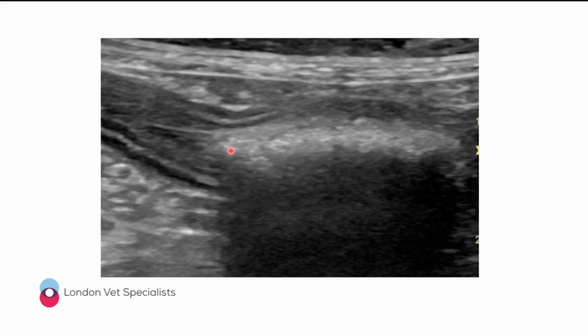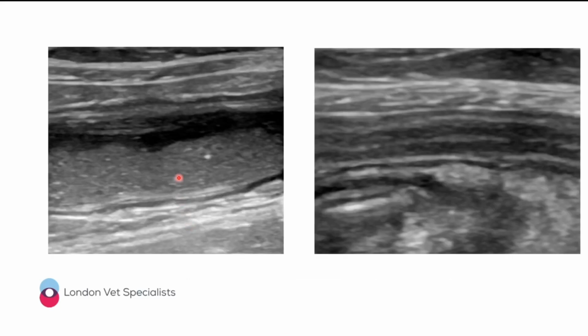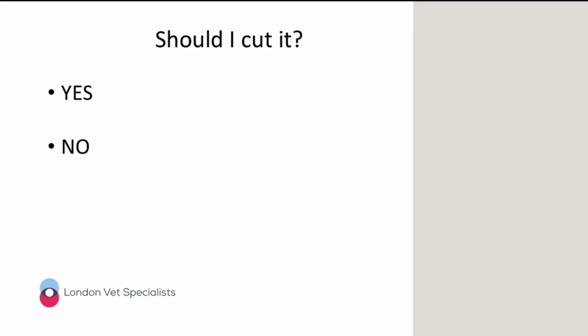Small bowel, curvilinear hyperechoic structure, strong associated shadowing, dilated intestine orad, empty intestine aborad. So the question that we are always asking ourselves in these sorts of patients is, should I cut it? Yes or no? So this is the moment to decide whether or not you would be getting theatre ready.